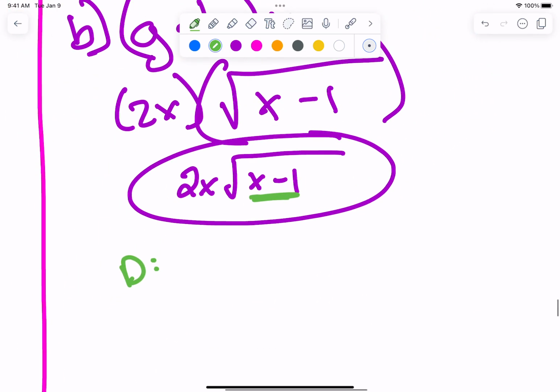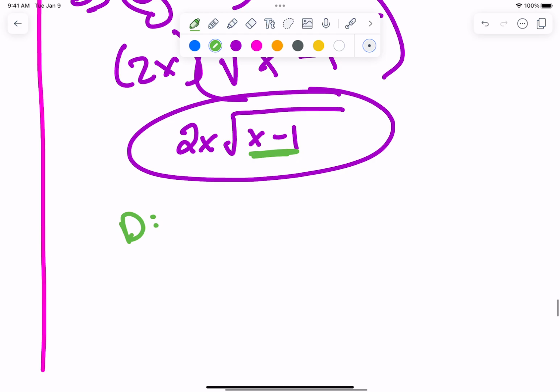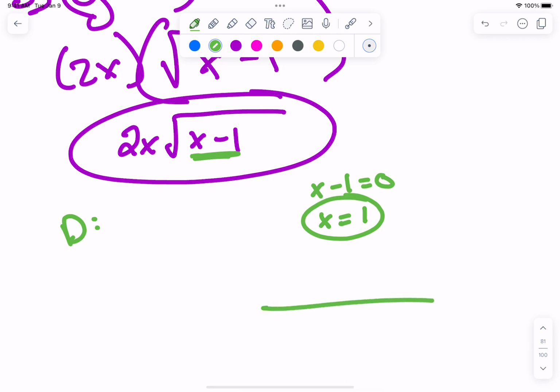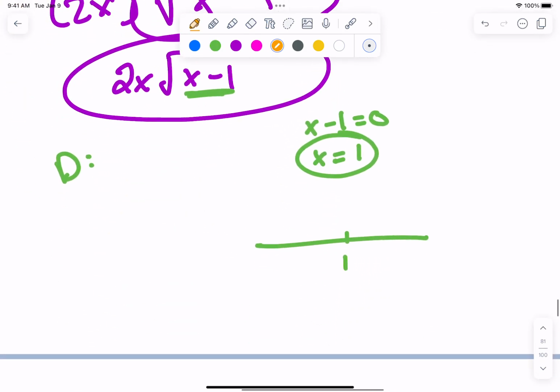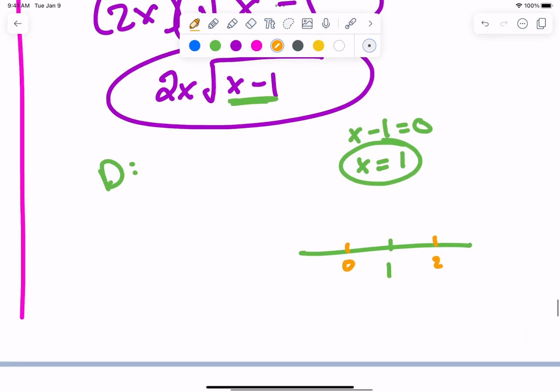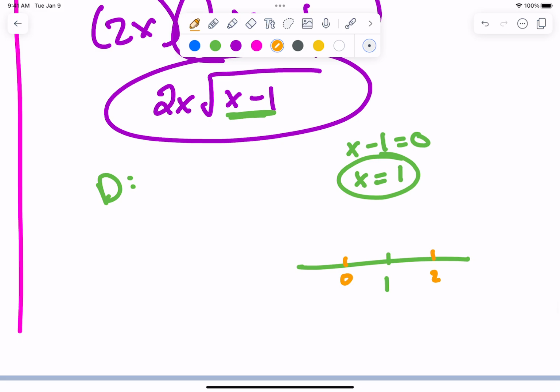So here's what I do every time. I set x minus 1 equal to 0. If x minus 1 equals 0, x equals 1. Now I'm going to put it on a number line. If I have 1 here, let's test a point like 0 over here, and then let's test 2. Which one can I have and which one can't I have? You can't have 0. If I plug 0 in, I'll have a negative. I don't want that to happen. If I plug 2 in, I'll have 2 minus 1, which is 1, and I can have that.